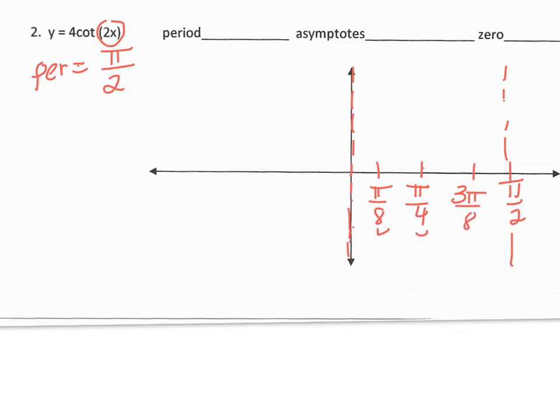Now cotan has a 0 right in the middle. If 4 is in front, it stretches up to 4 and negative 4. And then you have to remember that cotan starts up high and ends down low. There's my cotan graph. Okay, so the period for this one is pi over 2. Asymptotes at x equals 0 and pi over 2. And there's a 0 at pi over 4.